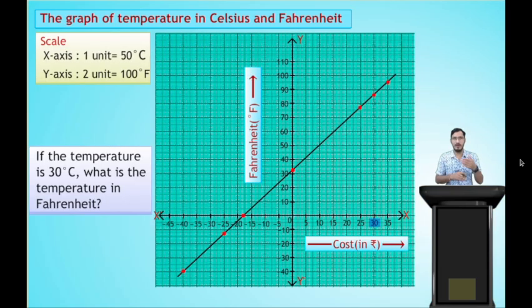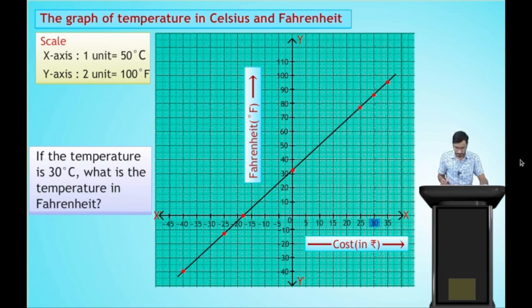Okay, now we can represent the situation on graph paper. Here is the graph of temperature in Celsius and Fahrenheit, you can see. So if the temperature is 30 degrees Celsius, what is the temperature in Fahrenheit? Yes, that is 86 degrees Fahrenheit. Now you can see the relation between F and C here.